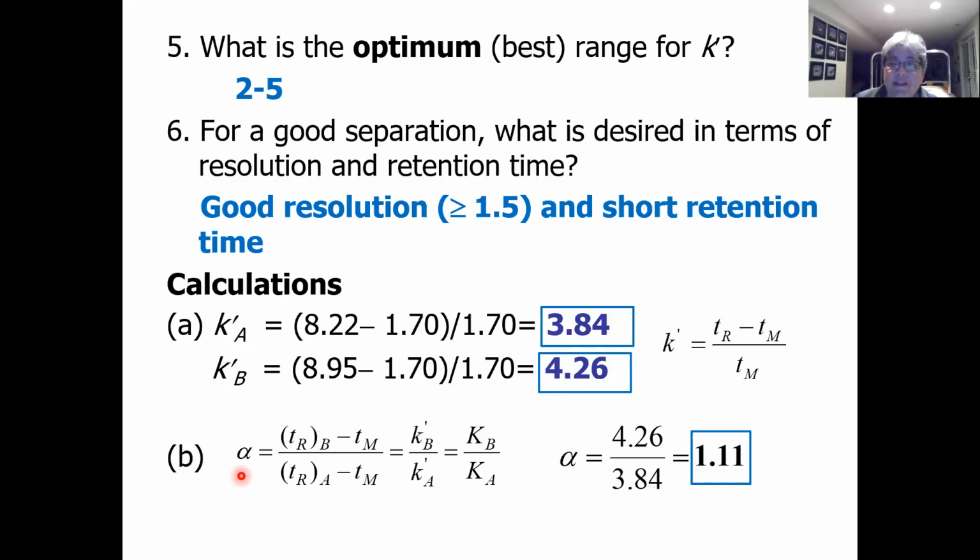B, selectivity factor, that's alpha. There are 3 ways you can calculate it. Since you already have these two numbers, that's the easiest. Remember, alpha is always bigger than 1. So it's always the bigger one divided by the smaller one. So in this case, that's 1.11.